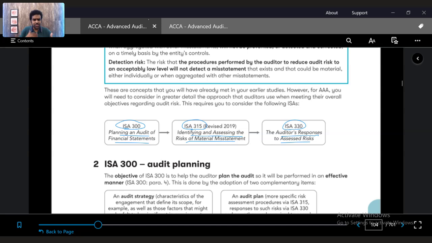Now, when I was teaching AA, I didn't explain these ISAs in a detailed manner, but for AAA, you are expected to learn them, though you don't have to write the numbers of the ISAs. Even if you don't write ISA 315 or ISA 300, it's fine. But you are expected to write as per the relevant ISA, so that you know that you are actually quoting the ISA.